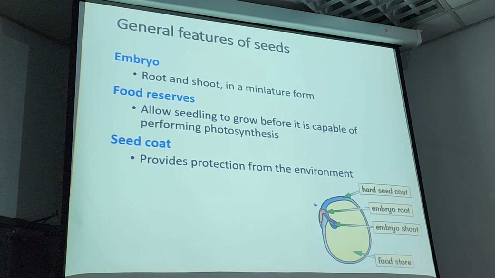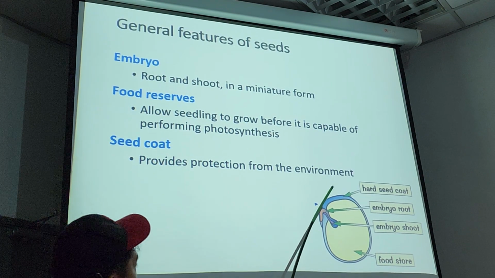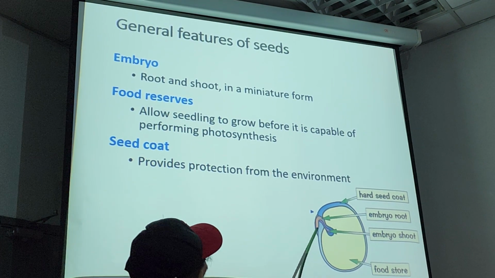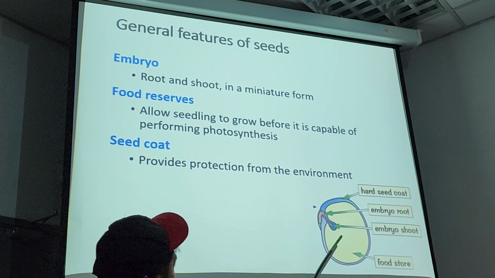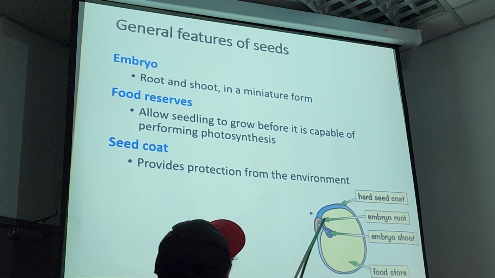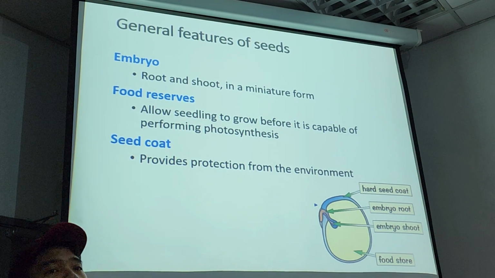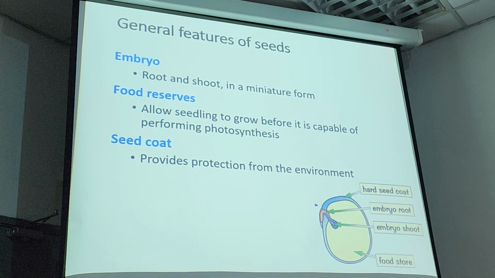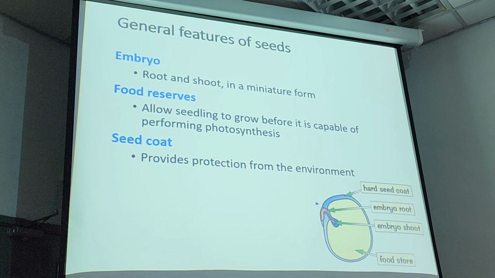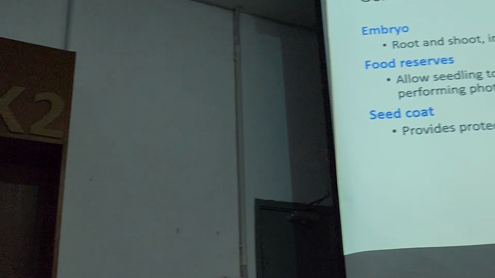Okay, coming back to seeds. So these are the general features of a seed. You have your seed cross section here. The embryo is the baby part of the seed. This is the one that's going to give rise to the plant. And then you've got the food reserve, this yellow part here. And also the seed coat. This is the jacket that protects the seeds from environmental aggressors. The seed coat, I think the name for it is testa. Testa.